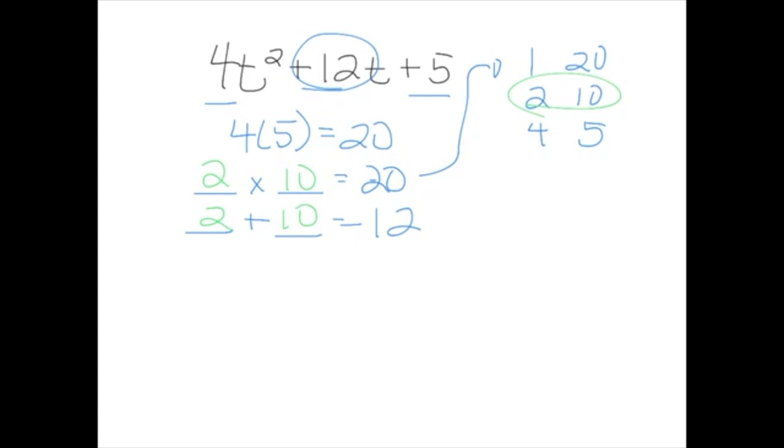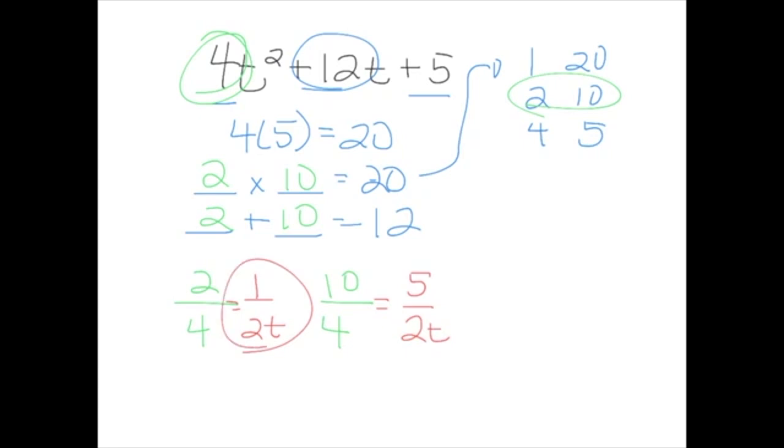Here's that twist. Take the numbers you just found and make them part of your numerators. Make the 4, or the number that's in front of the variable squared, the denominator. Simplify these fractions as much as possible. 2 over 4 simplifies to 1 over 2. 10 over 4 simplifies to 5 over 2. The variable goes with the bottom. And now we have our two binomials.